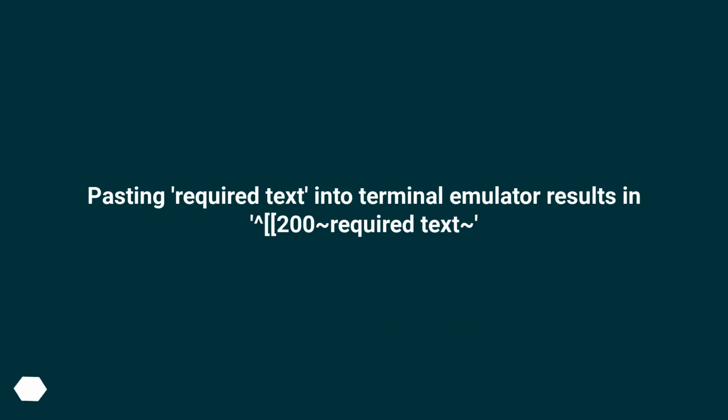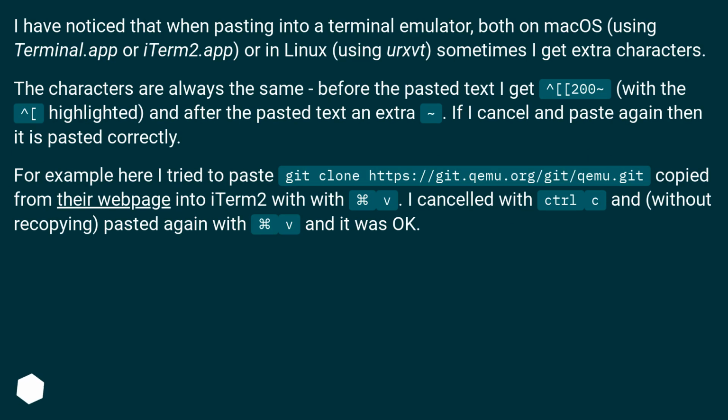Pasting required text into a terminal emulator results in 200~ and ~ characters. I have noticed that when pasting into a terminal emulator, both on macOS, using Terminal.app or iTerm2.app, or on Linux, using urxvt, sometimes I get extra characters. The characters are always the same. Before the pasted text I get 200~ highlighted, and after the pasted text an extra ~. If I cancel and paste again, then it is pasted correctly.